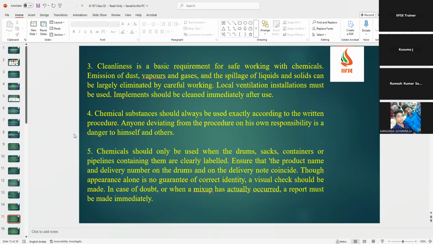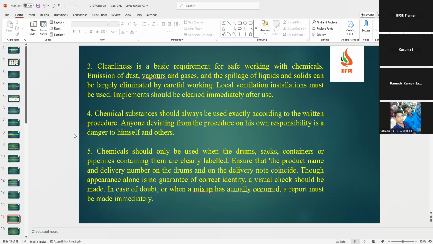MSDS as a procedure. Apart from this, we can also use your local procedures, I mean site-specific procedures or activity-specific procedures. Okay. And anyone deviating from the procedure on his own responsibility is a danger to himself or others. So these are the unsafe actions. If somebody deviates from the required procedure, it is going to be his own risk, and also a risk to others.